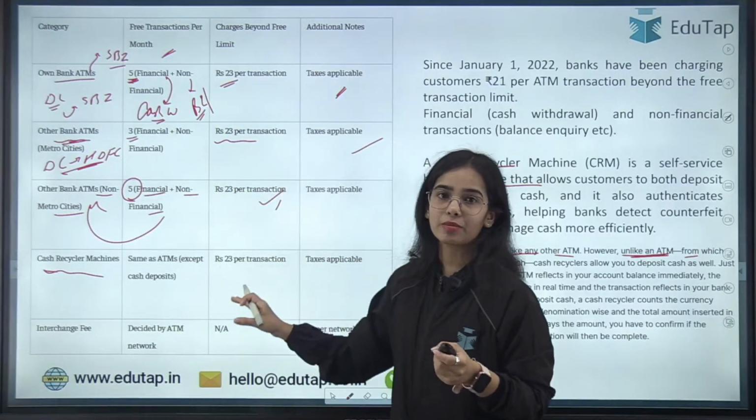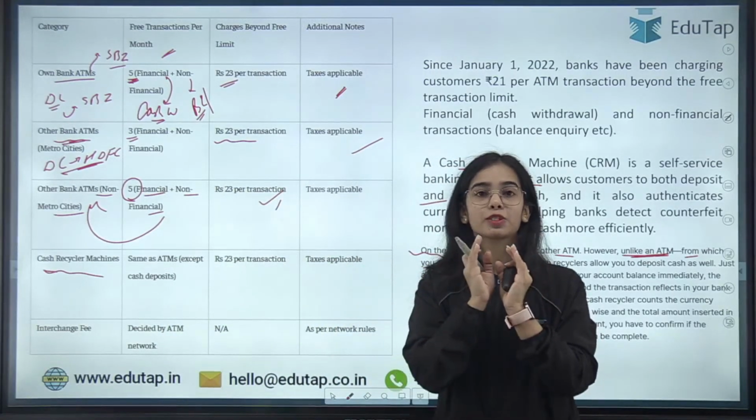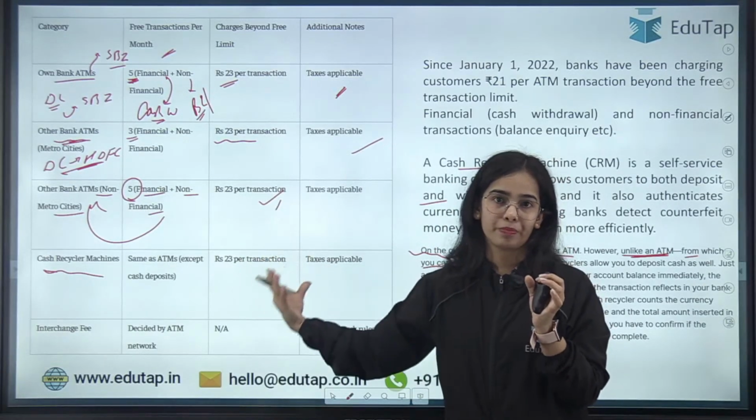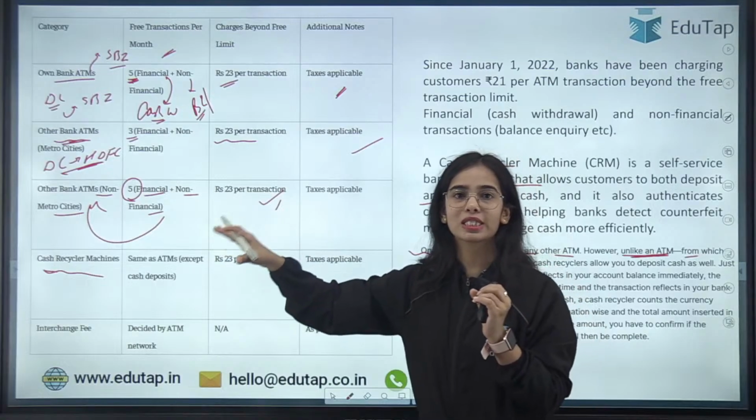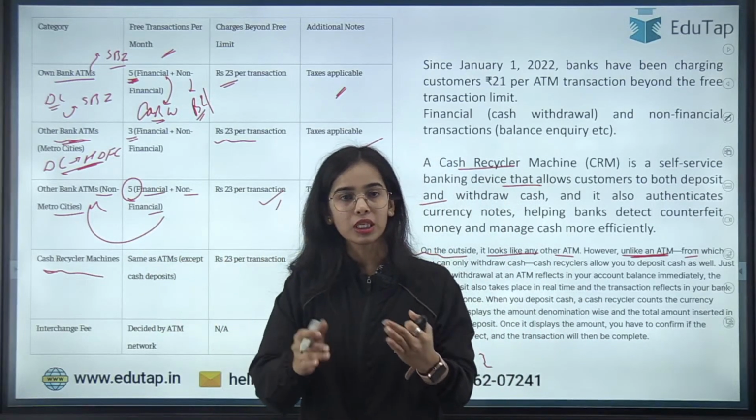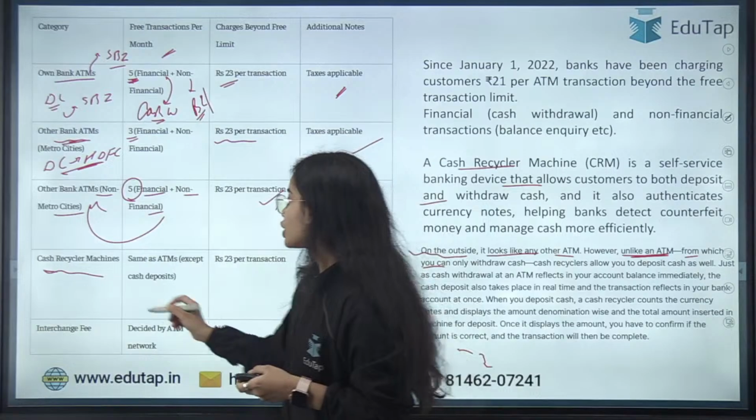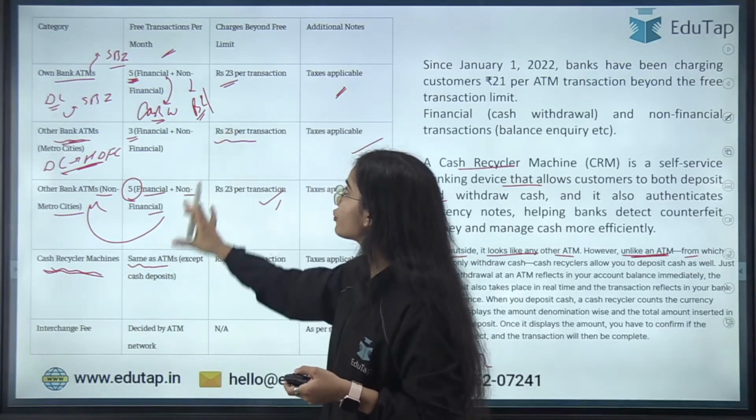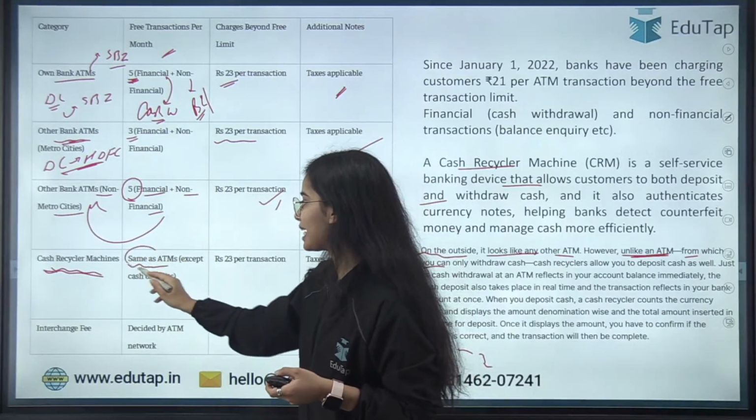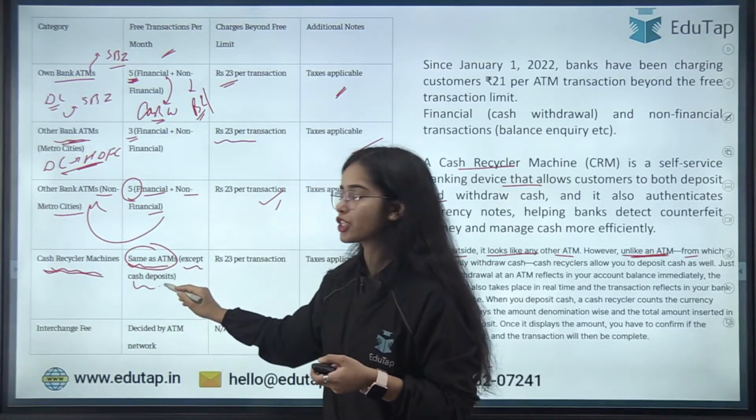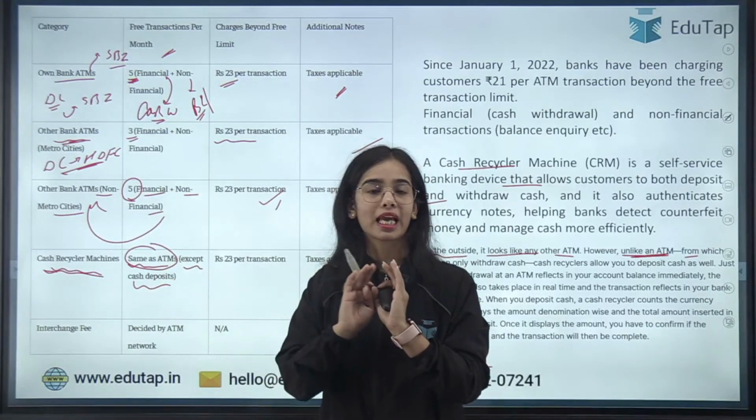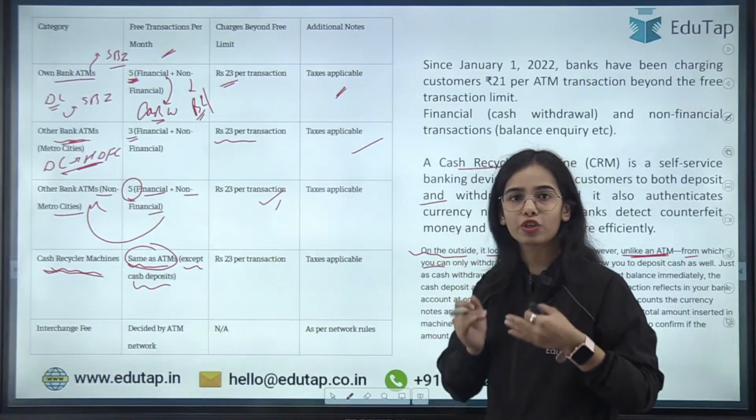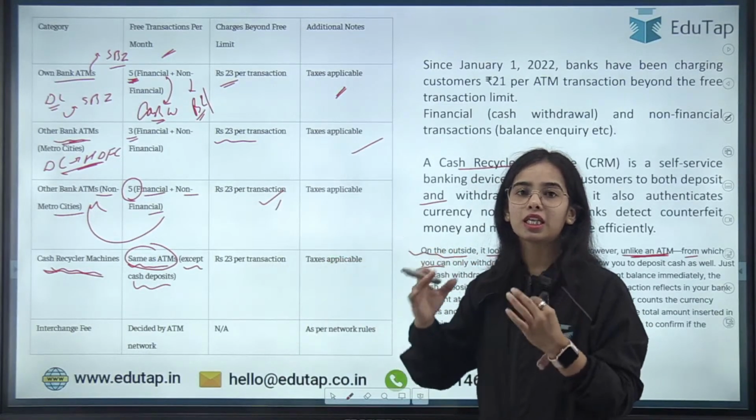Now in the cash recycler machine, the deposits can also happen, but it has been particularly said that on the ATMs this is the maximum charge. So on the cash recycler machines, the charges will be applicable only on your withdrawal. Okay, so cash recycler machines are the same as ATMs, so the free transaction limits are the same as ATMs except for cash deposits. On cash deposits, these limits will not be applicable. Only on withdrawals from the cash recycler machines will the limits be applicable.